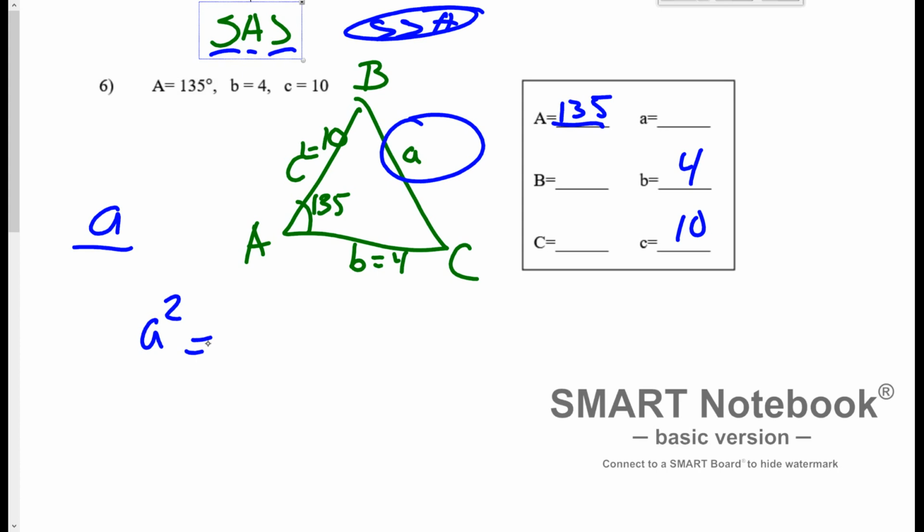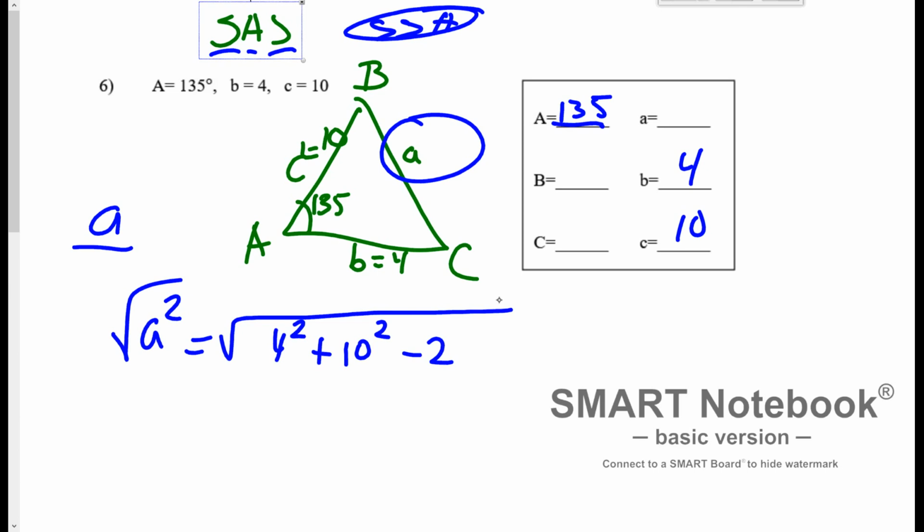I'm going to have to square root both of these. So I'm going to do b squared, the two sides that I'm given, I add those together after I square them. Then I subtract 2 times B and C, the two sides that I'm given, times cosine of the angle I'm given.